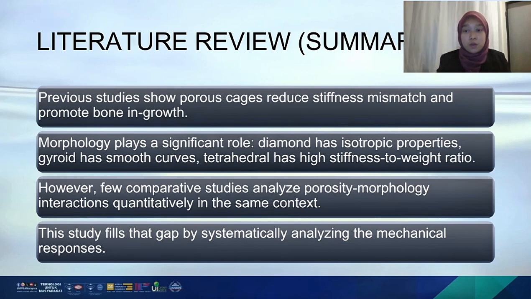Next, morphology plays a significant role. The diamond has isotropic properties, the gyroid has smooth curves, and the tetrahedral has a high stiffness to weight ratio. The shape morphology of the lattice structure affects both strength and biological behavior. However, few comparative studies analyze porosity morphology interaction quantitatively in the same context. So, this study fills the gap by systematically analyzing the mechanical response.